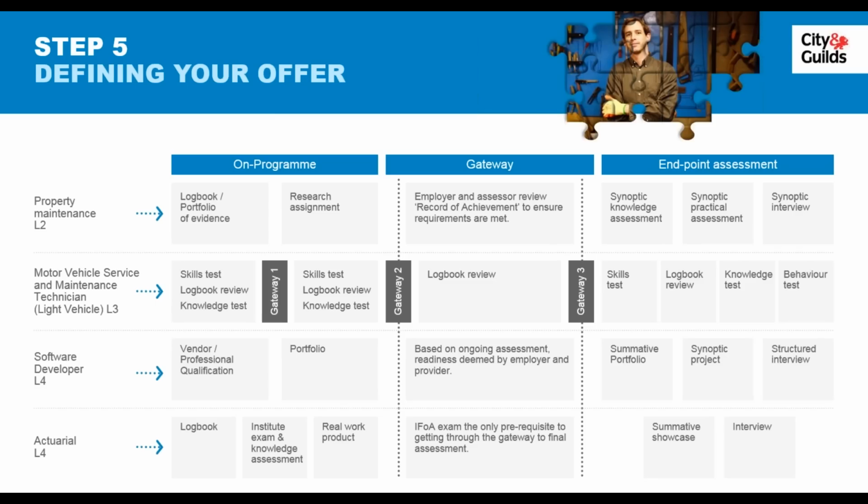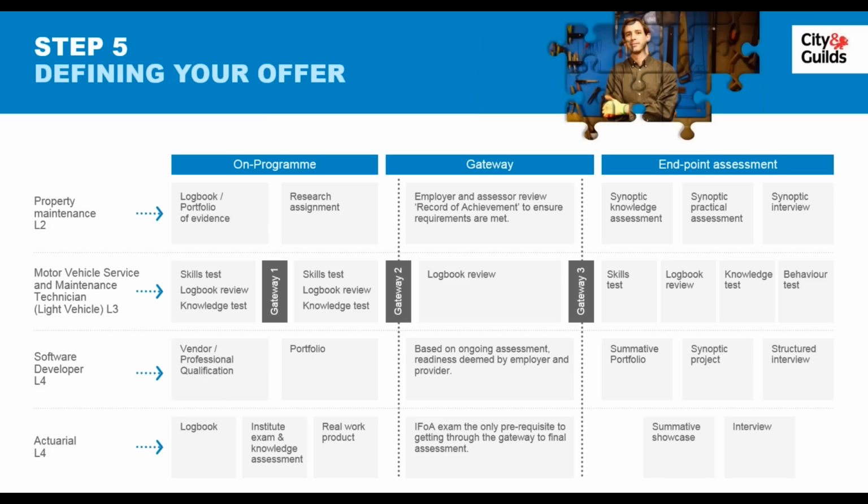So let's look at some of the different scenarios around defining your offer. Obviously it looks very, very different to the old standards. Let me just take you through the motor vehicle one, because this one is an interesting one because it doesn't have a qualification in it, and I think there are all sorts of challenges in there from the on-programme stage to make sure that those apprentices stay on track and they're moving through the on-programme components and getting ready for endpoint assessment. So clearly the on-programme offer is looking at skills test, logbook review and knowledge test during the on-programme stage.